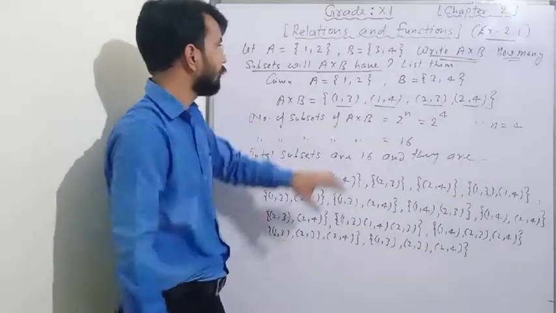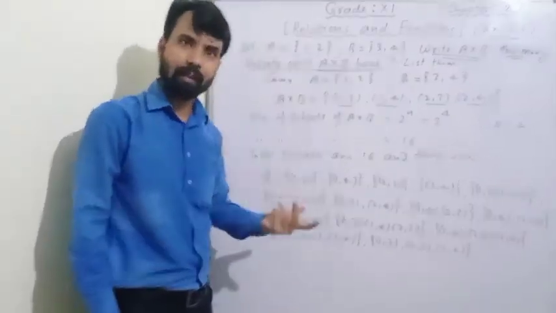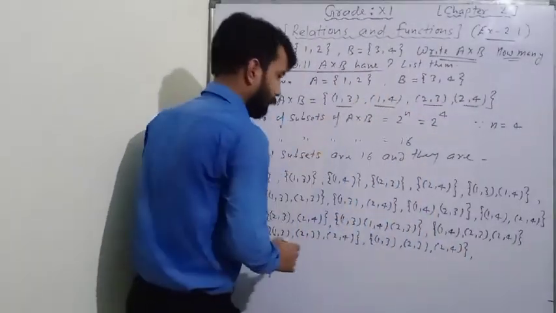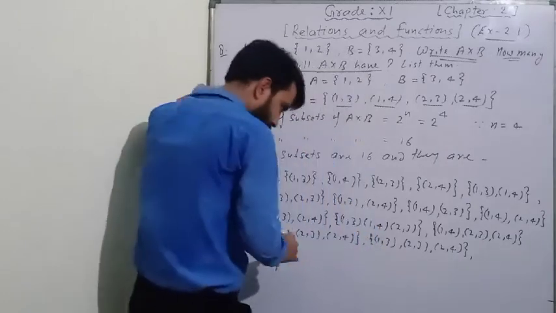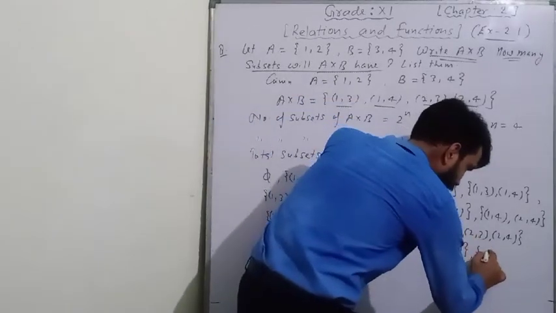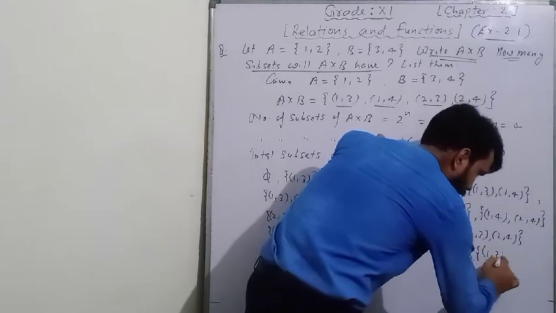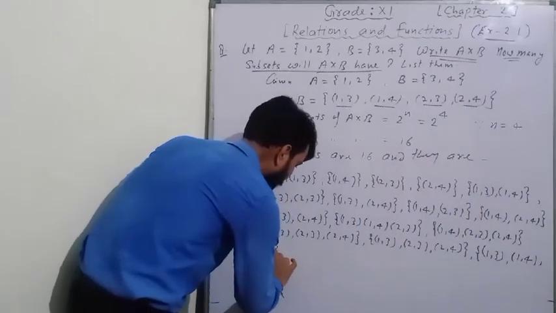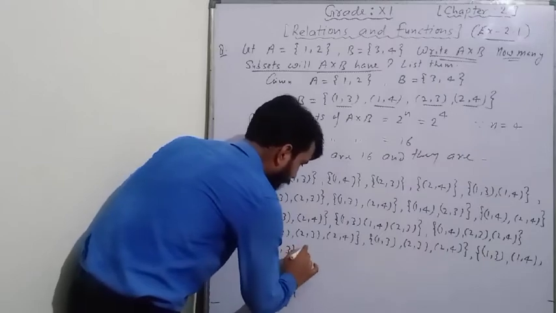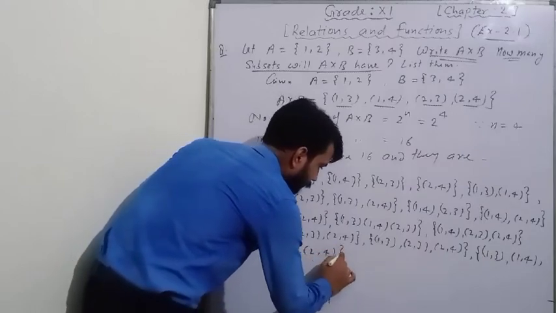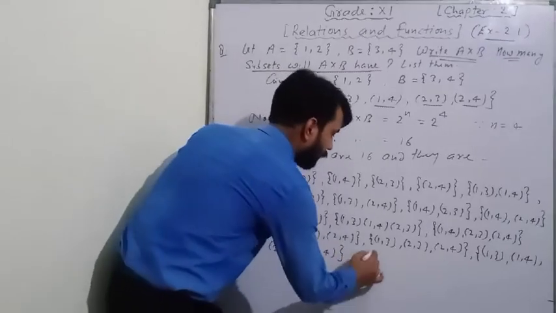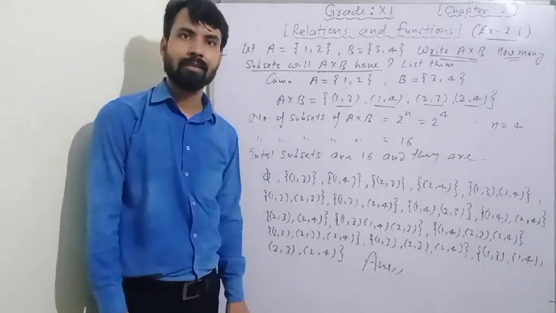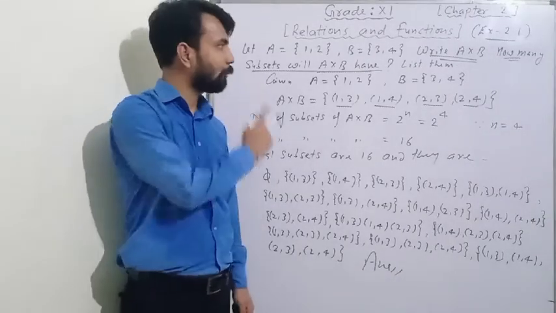That one is the complete A cross B set. Understood? So we will have to write the complete set of A cross B, that is (1, 3), (1, 4), (2, 3) and (2, 4). So these are all the subsets of A cross B. Got it? So students, pause the video and note it fast.